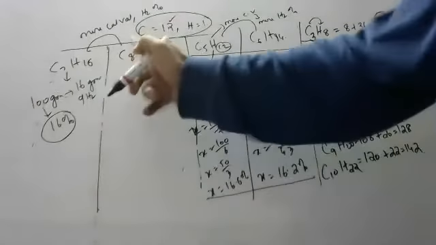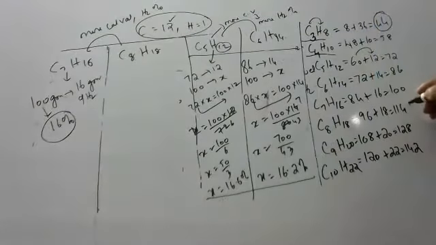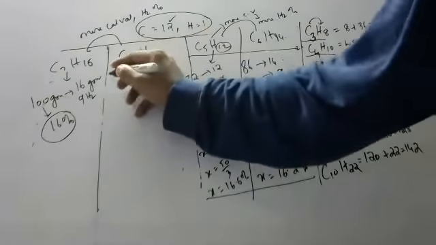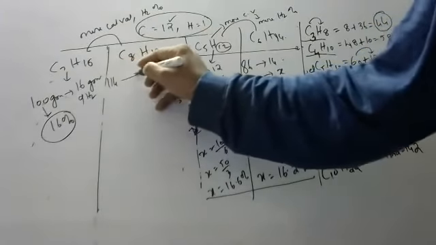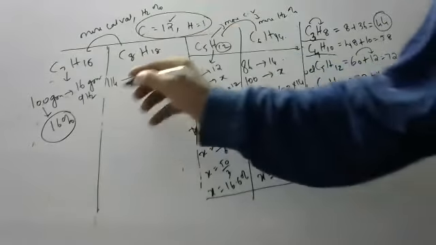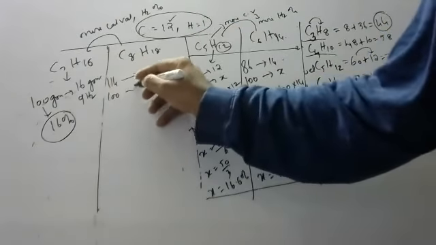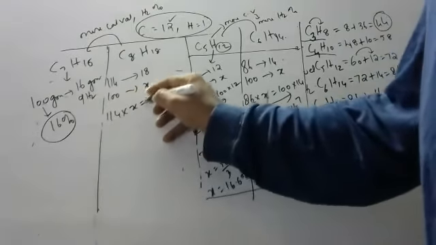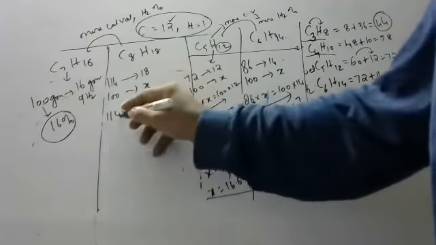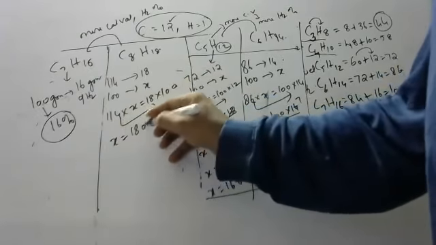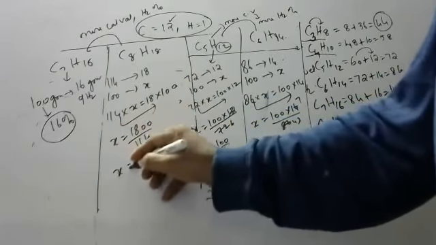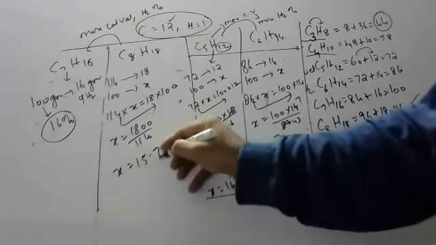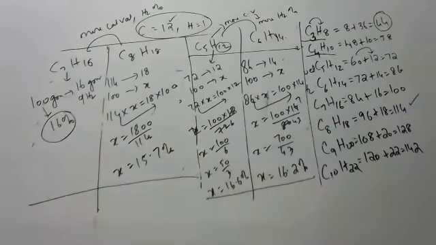Now tell me octane. 114 grams of octane has 18 grams of hydrogen. 100 grams has how much? x is 18 by 114 into 100, which is 1800 by 114. That is 15.7%. Very good.